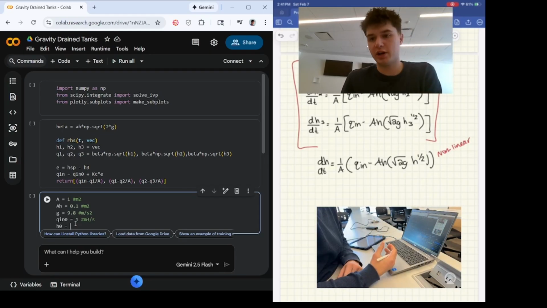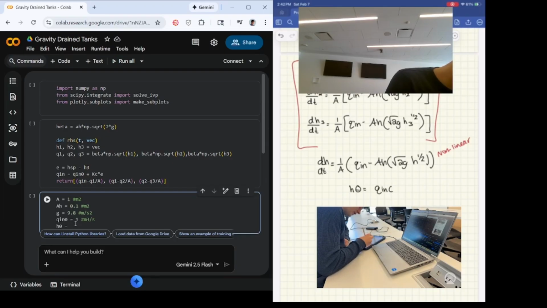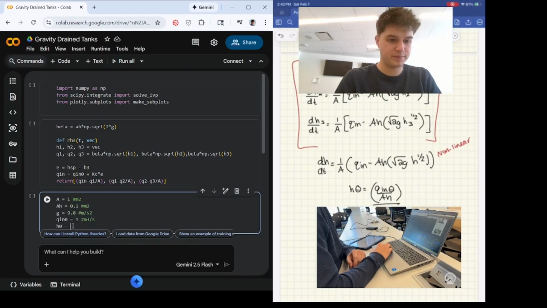Now from that, we're actually going to go and isolate H naught. And once you do that, you're going to get H naught is equal to Q in naught over A, and this is all going to be divided by 2G. And now we can type this in to Colab.